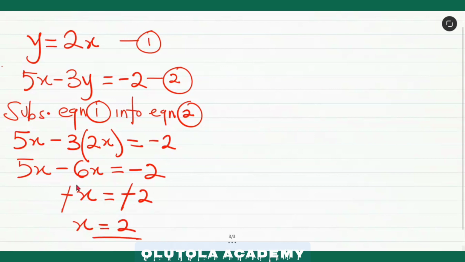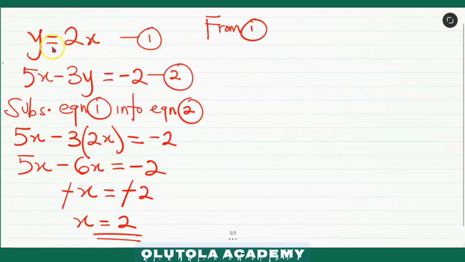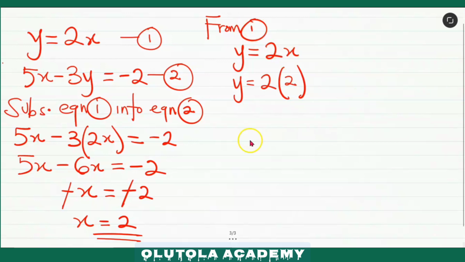Alright, so I've gotten x. So from equation 1, y equals to 2x. So I'm going to use that to get my y. Then y equals to 2 into bracket 2, because x is 2, we got that here. So y will be equals to 4. So I have x to be 2, I have y to be 4.